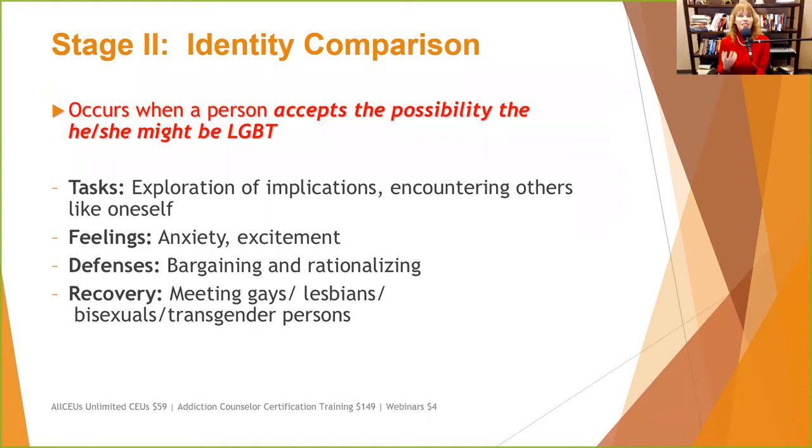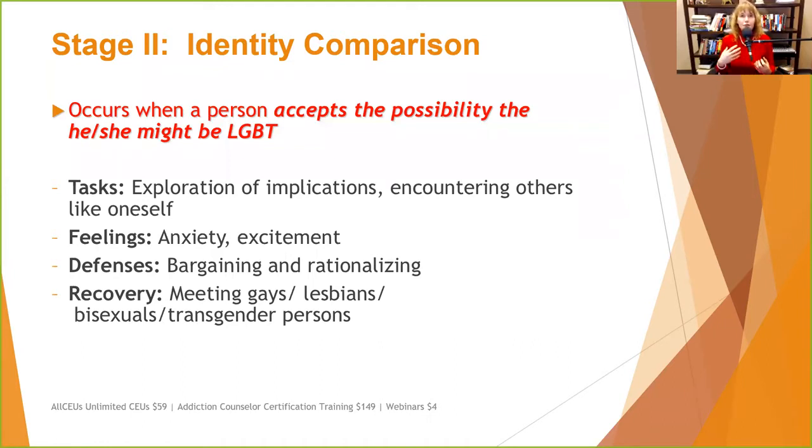If somebody's having difficulty in this stage, there are times that they may start bargaining or rationalizing and going, if it turns out, please just let this be a phase. If this happens, then I'll do whatever. Or they could rationalize, like I said, and think it's a phase.